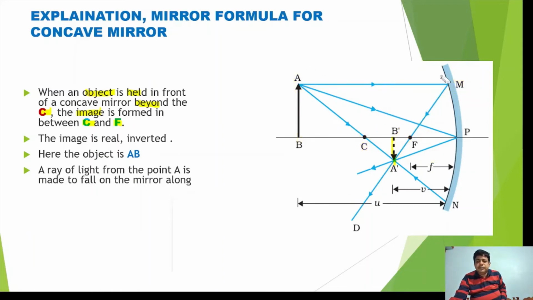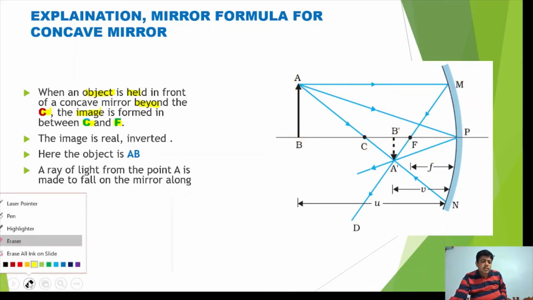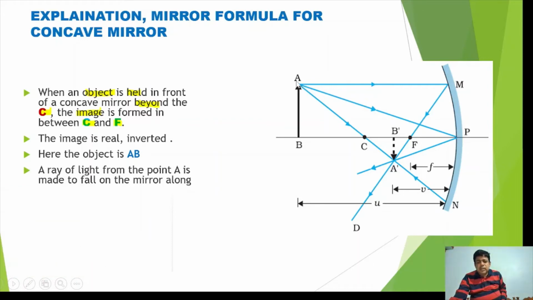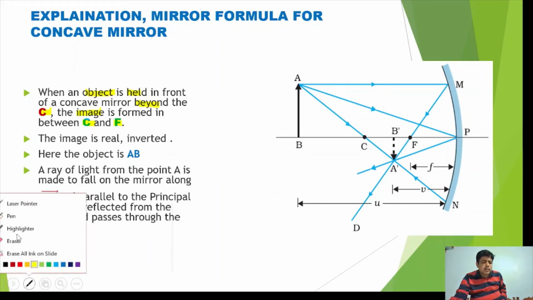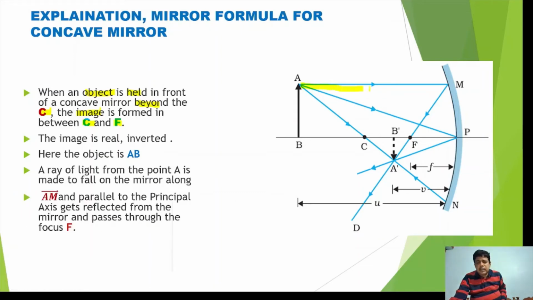Once again see. Here you see, this is the incident ray. AM is the incident ray, and it is parallel to the principal axis. After reflection, the reflected ray passes through the focus. This is the rule of reflection for the concave mirror and for the convex mirror also, right?